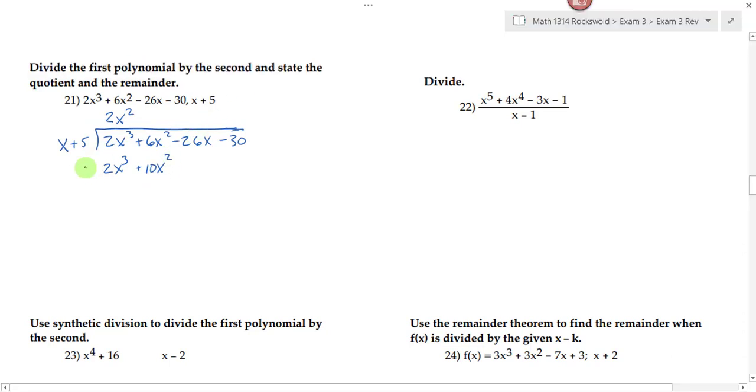Now we need to subtract these terms, and these first terms are going to cancel out, and 6x squared minus 10x squared is negative 4x squared, and then bring down the minus 26x. So when I divide negative 4x squared by x, I get negative 4x, then I multiply and distribute.